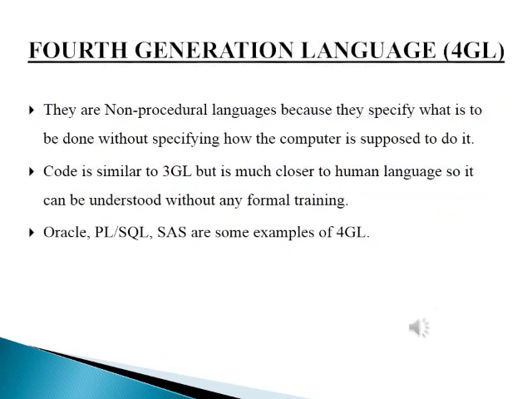The last topic of the chapter is fourth generation languages. These languages are also known as non-procedural languages because they only specify what is to be done without giving any information about how the computer is supposed to do it. So, thus we can say that the computer can do the work on its own. The code of this language is very similar to 3GL but is very much closer to the human language, so it can be understood without any formal training. Some of the examples of 4GL are Oracle, PLSQL, and SAS.